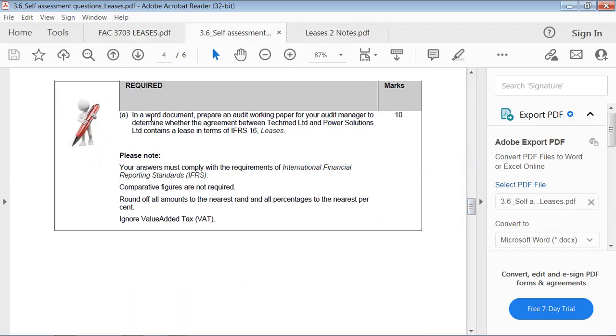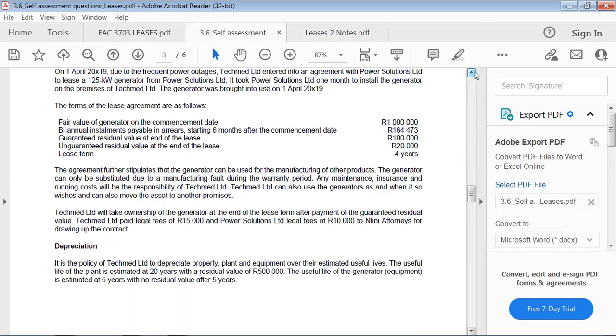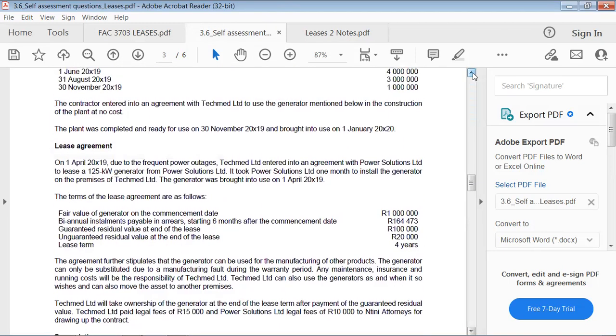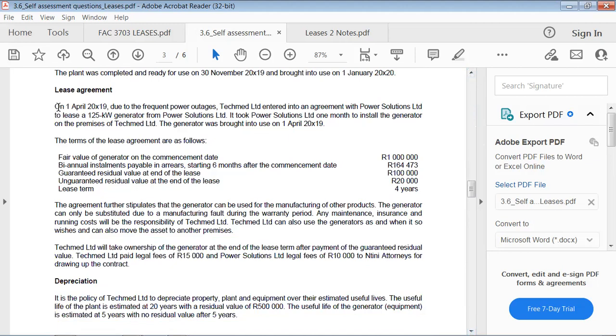It reads as follows. In a Word document, prepare an audit working paper for your audit manager to determine whether the agreement between TechMade Limited and Power Solutions Limited contains a lease. You see? Right, for 10 marks. So I'm just going to read the part that says lease agreement because the other part has nothing to do with IFRS 16. Right.